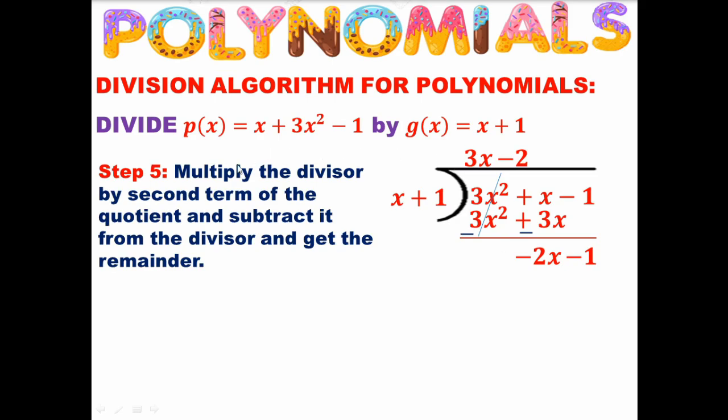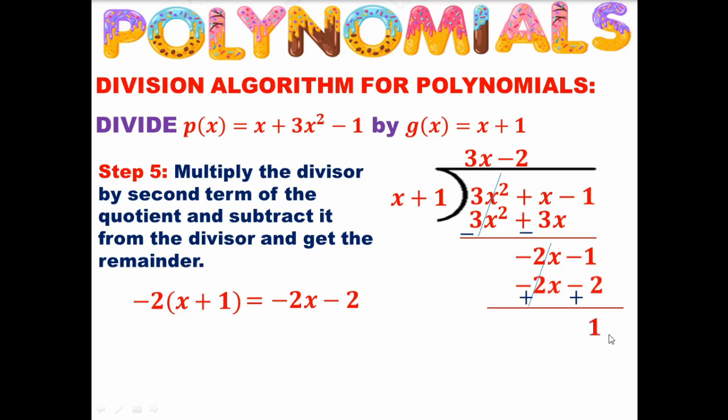This is my step 4. Now comes step 5. Multiply the divisor by the second term of the quotient and subtract it from the dividend and get the remainder. So both the divisor and second term we are going to multiply. So I get minus 2 into x plus 1. When you multiply, the value is minus 2 into x is minus 2x and then minus 2. Now we'll subtract it from the dividend. In order to subtract, let me change the sign of the second term. So now minus 2x plus 2x gets cancelled and minus 1 plus 2 is 1. Now I have got the remainder as 1.